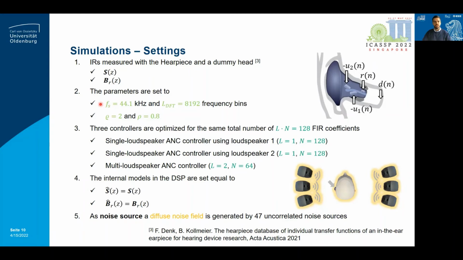The first 2 controllers are single loudspeaker ANC controllers that use either the loudspeaker 1 or the loudspeaker 2. And the third one is the proposed multiple loudspeaker ANC controller that uses both loudspeakers. For all simulations, the internal models in the DSP are set equal to the acoustic transfer functions. As noise source, a diffuse sound field is generated by 47 uncorrelated noise sources, and the PSD of the sound pressure at the left eardrum is used for evaluation purposes.